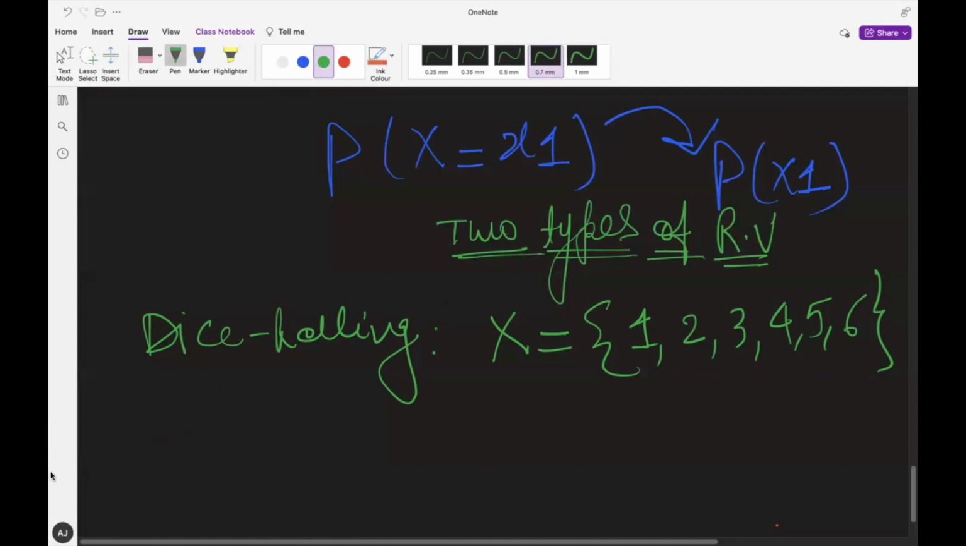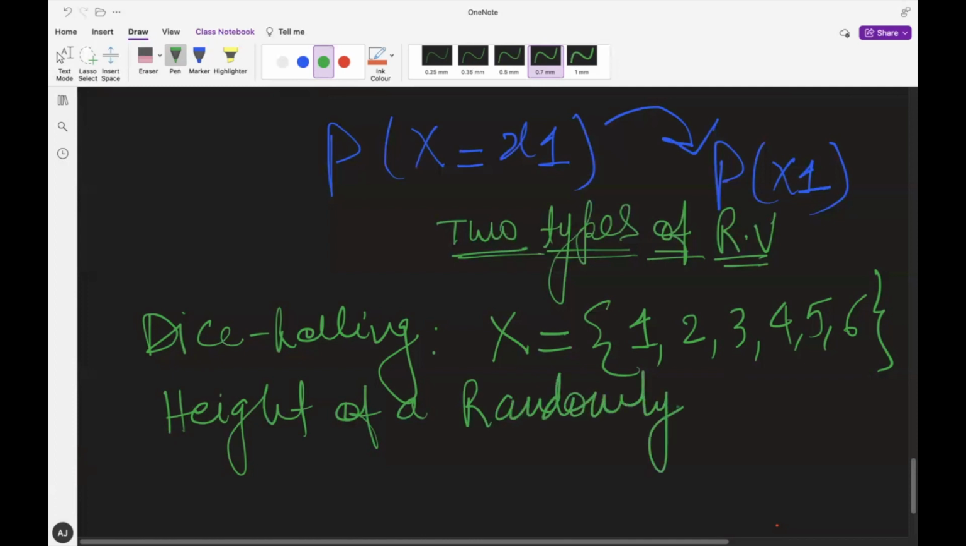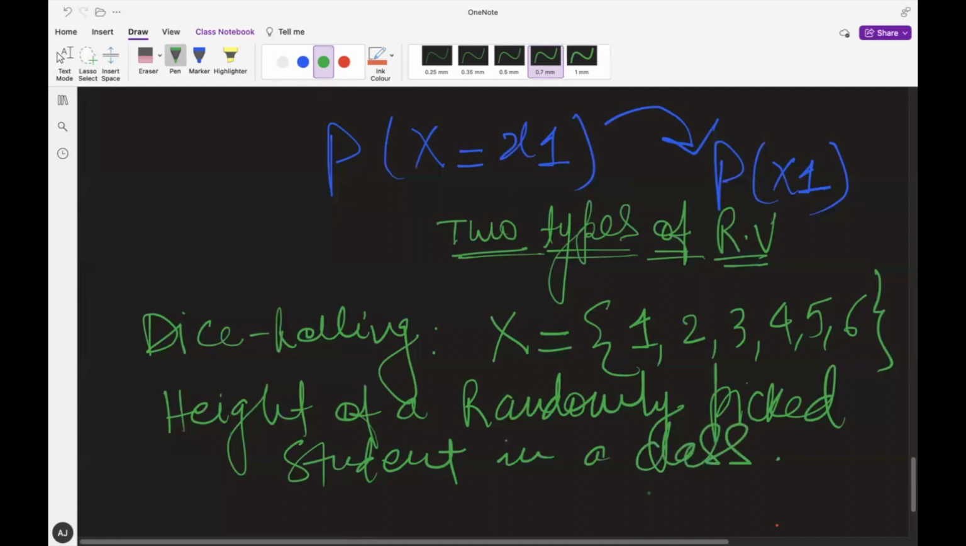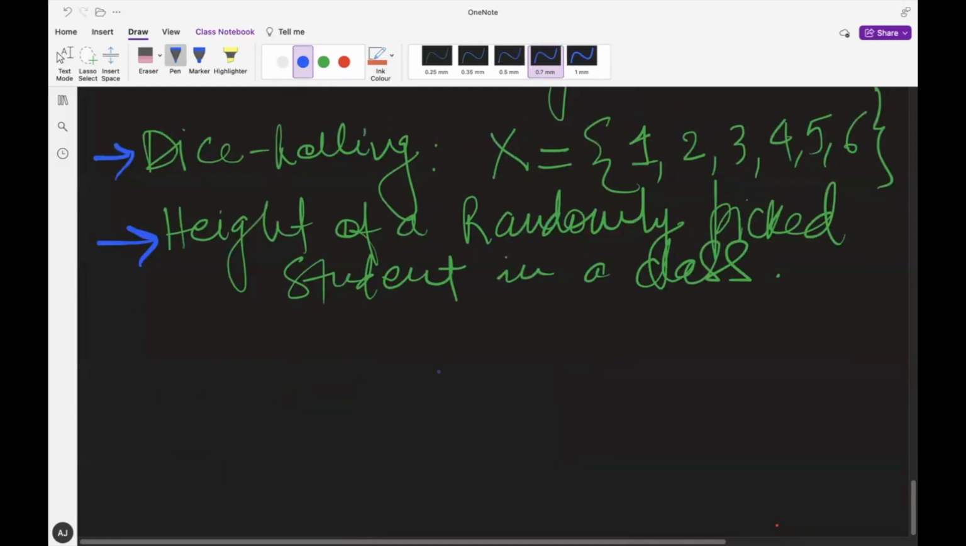Now let's take another experiment. This experiment is the height of a randomly picked student in a class. Let me write it here. Height of a randomly picked student in a class. It means I pick a student in a class and I measure the height of the student.